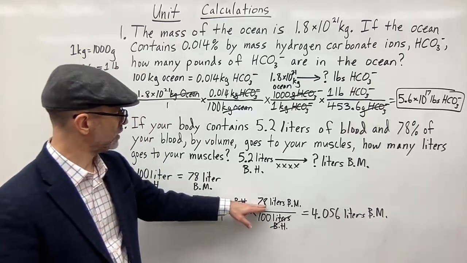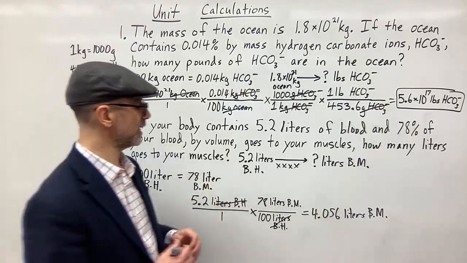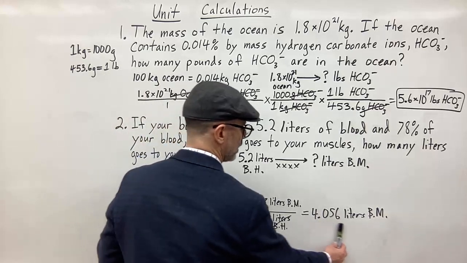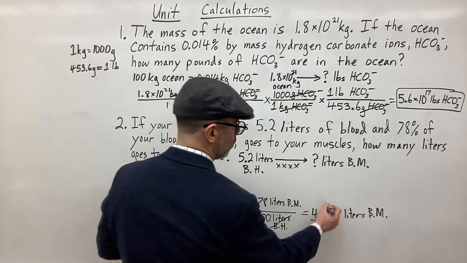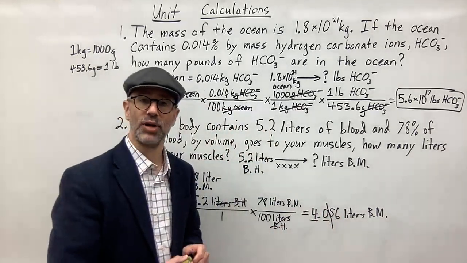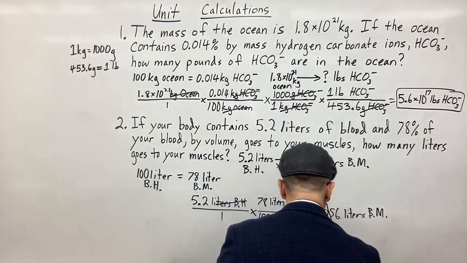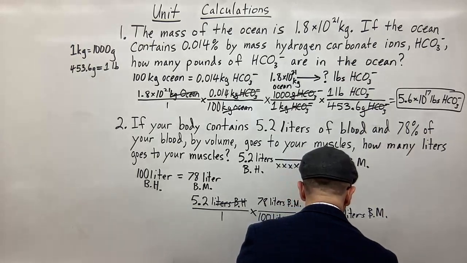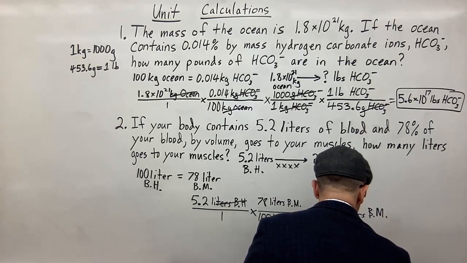So we have 78 and 5.2, both 2 sig figs. Two sig figs is the least number of sig figs, so we need to limit our answer to 2 sig figs. So the 4, the 0, we're going to cut it off. There's a 5 after it, which means we need to round our 0 up to a 1. So our final answer is 4.1 liters of blood to the muscles.